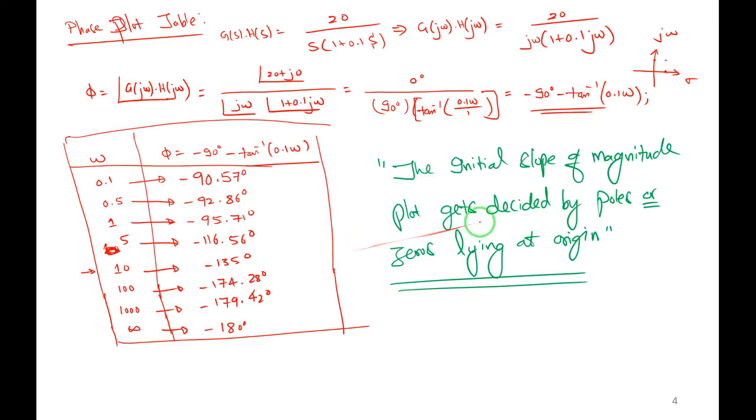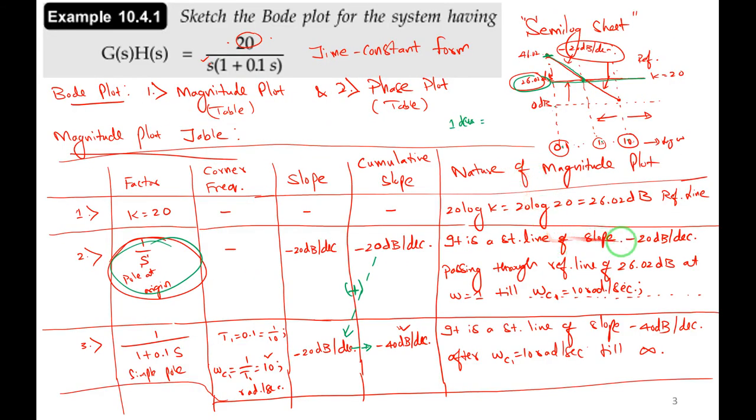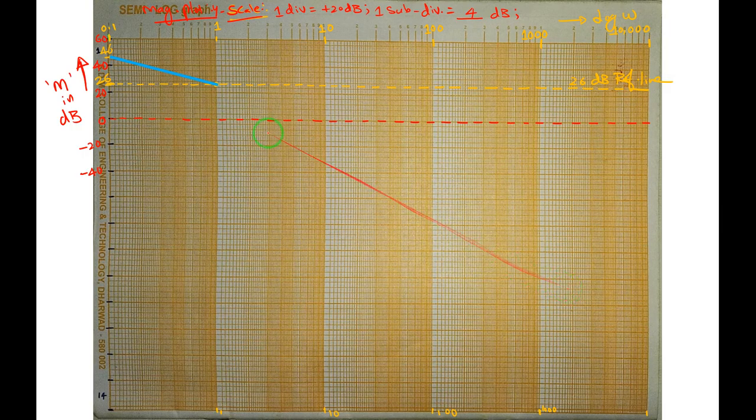So what was the thing? It is a straight line of slope minus 20 dB per decade passing through the reference line of 26 dB at omega equal to 1. And this slope should continue till omega c1 equal to 10 radians per second. So this straight line is passing through this 26 dB reference line at omega equal to 1, and this should continue till 10 radians. The same thing should continue.